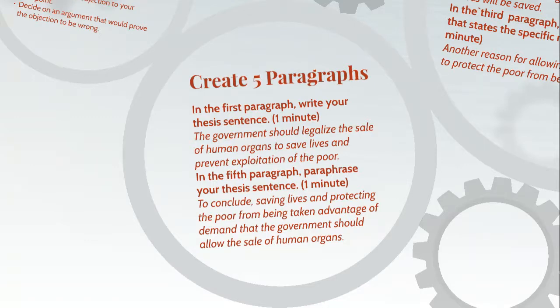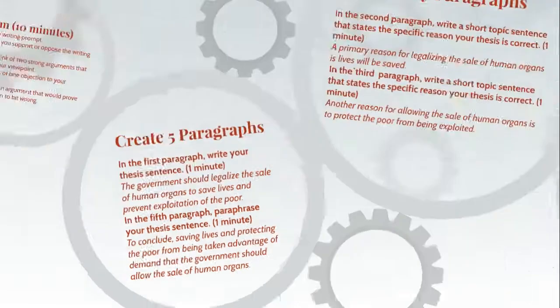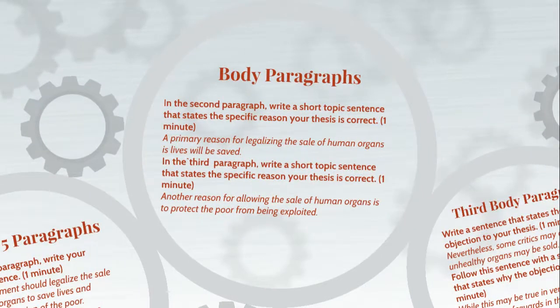Now, go down to the 5th paragraph. That's the conclusion paragraph. And paraphrase your thesis sentence. You want to start with a transition to conclude: in conclusion, as can be seen. Then you're going to paraphrase. Saving lives and protecting the poor from being taken advantage of demand that the government should allow the sale of human organs. Once you've done that, we're going to do the topic sentences for the body paragraphs.